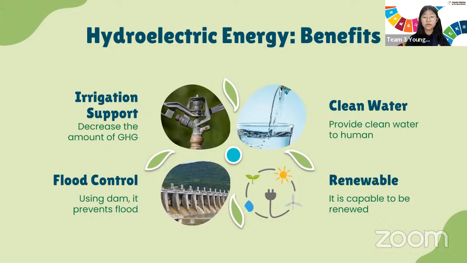The third benefit is flood control, because the dam that is used to connect the generator and the water prevents the water from getting over the land and creating floods that will damage the land. The last benefit is the characteristic of hydroelectric energy, which is that it is renewable, which means we can use it again, not just throw it away after one use, which benefits the environment by decreasing GHG emissions and air pollution.